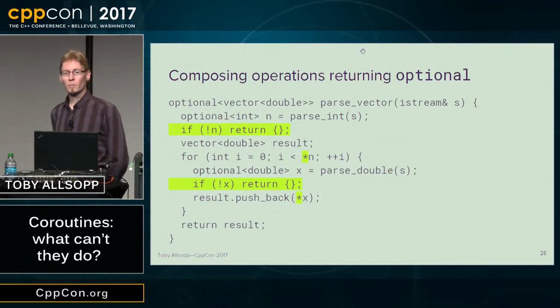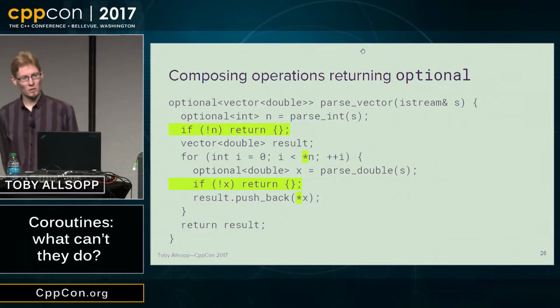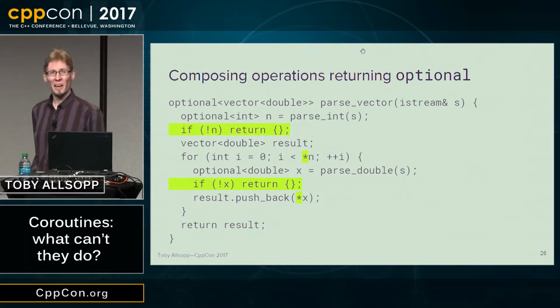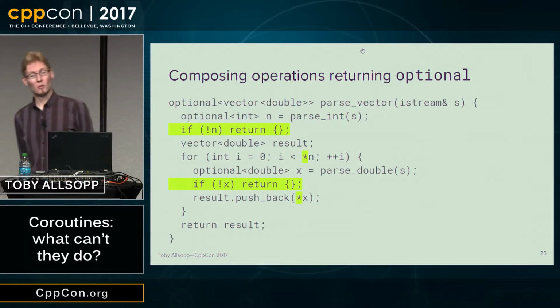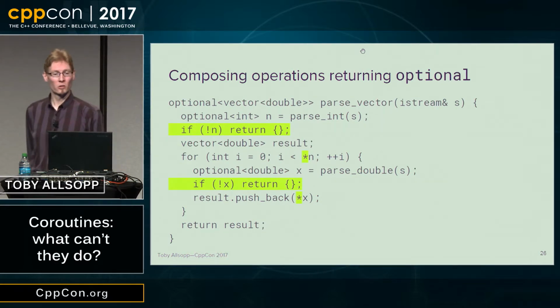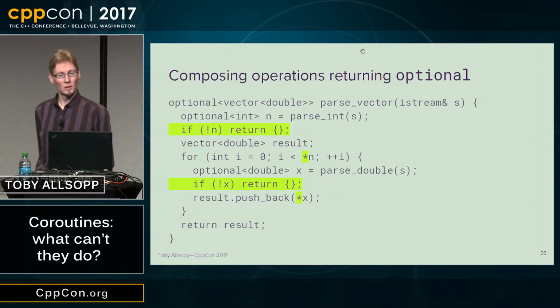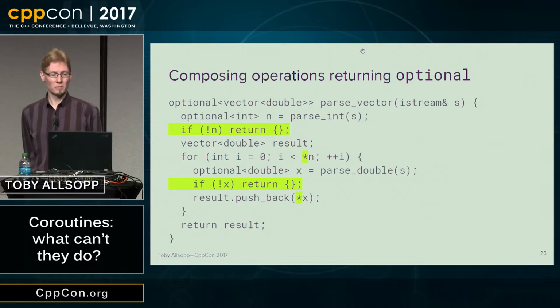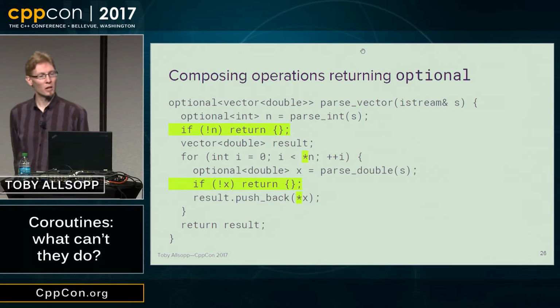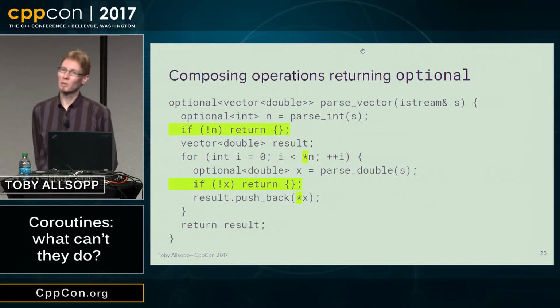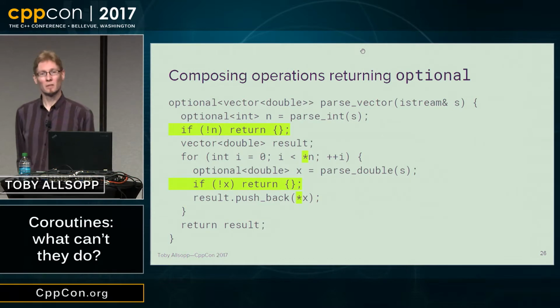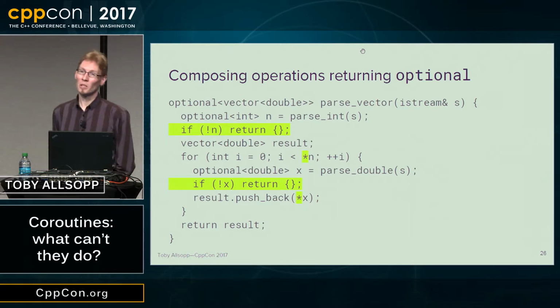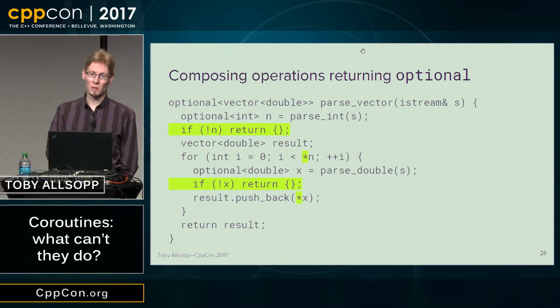So this is kind of how I'd write that, not using anything fancy. So we call parse int, that gives us an optional back. We need to check if it's empty, and we can return empty. If it's not, then we can carry on, use that number, and then we just loop over that many times, call parse double, it gives us an optional, we check if it's empty. If it is empty, we return empty, otherwise we carry on to the next one.